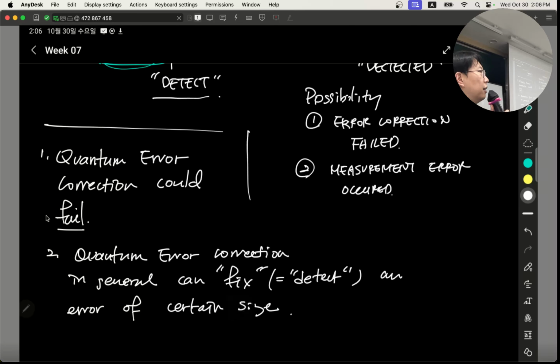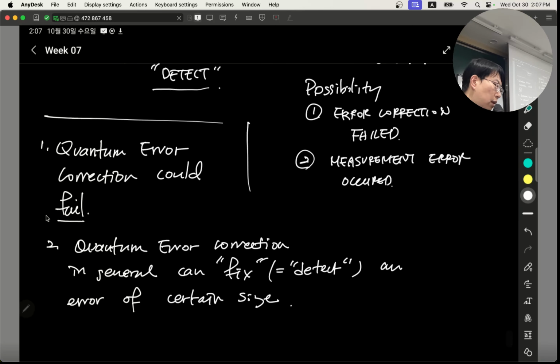What I mean by size is that if you adopt quantum error correction, it has a certain number of qubits it can correct. For example, if you want to correct a one-qubit error, sometimes you need 5 or 7 or a lot more physical qubits, for example 10 qubits. So 10 physical qubits are required to make one qubit error detected or fixed.